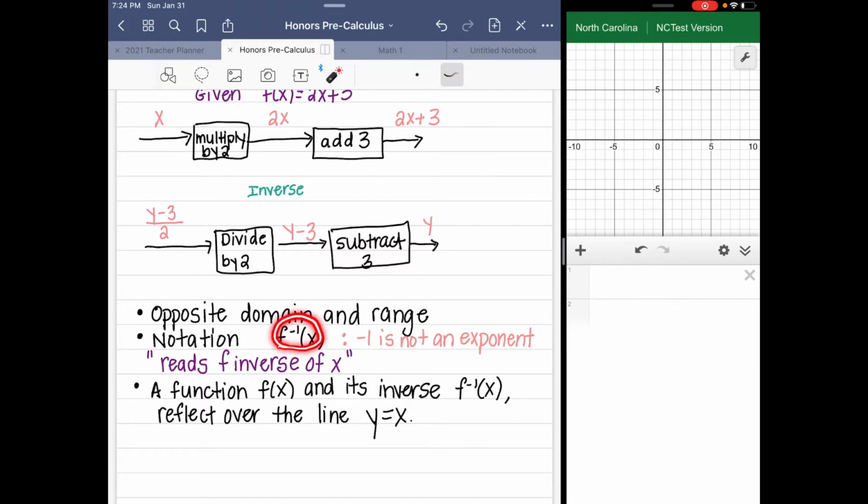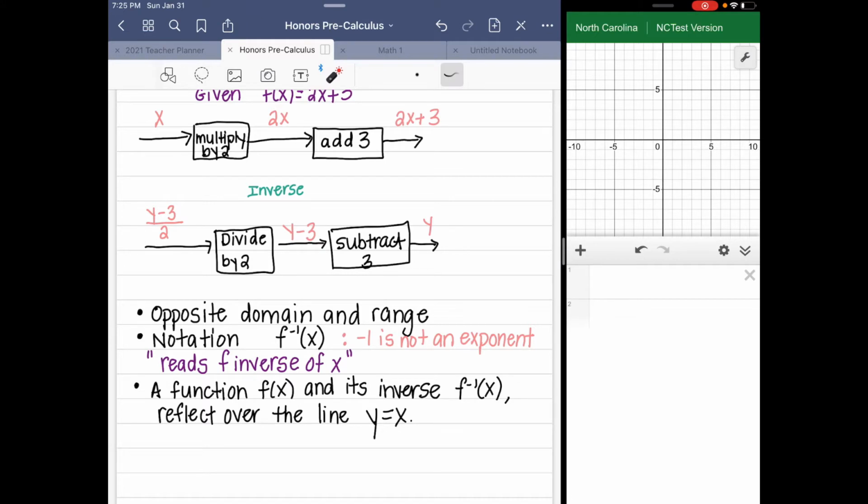All right, so notation. So when I talk about an inverse, you're going to be looking at that -1. That -1 is not an exponent. That is simply a notation, a symbol that means inverse. So when I read this, this is f inverse of x. So f inverse of x.